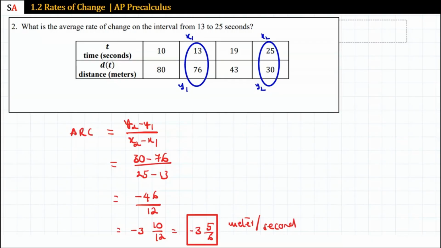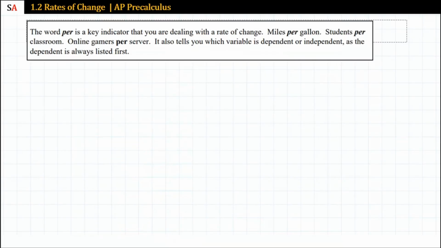Now here the meter, the first unit, indicates the dependent variable. The word "per" is the key indicator that you are dealing with the average rate of change. Miles per gallon, students per classroom, online games per server: it tells you which variable is dependent and which is independent, as the dependent is always listed first.